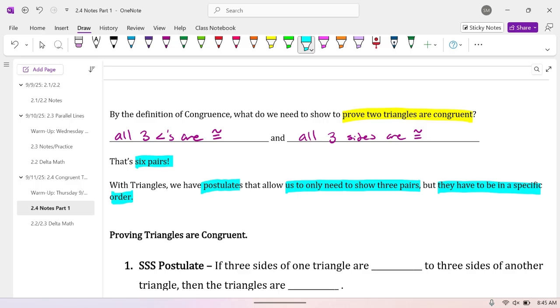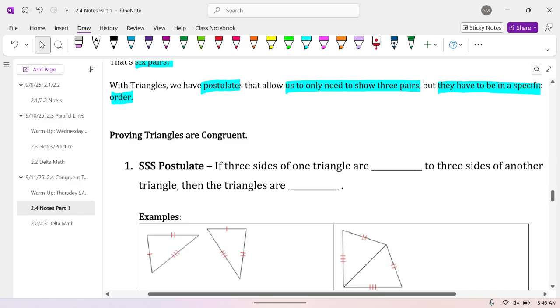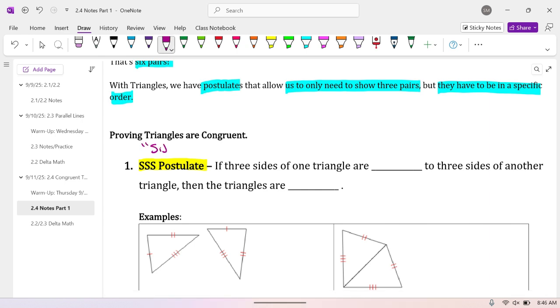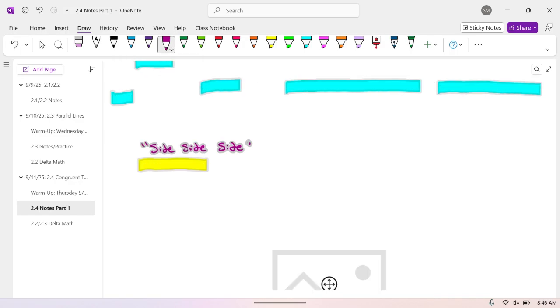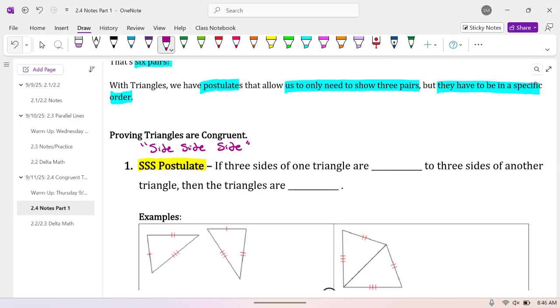So the first postulate is the SSS postulate. All right. This stands for side, side, side. Guys, these postulates, the abbreviations are literally very literal. So SSS, side, side, side. So it states that if three sides of one triangle are congruent to three sides of another triangle, then the two triangles are congruent.